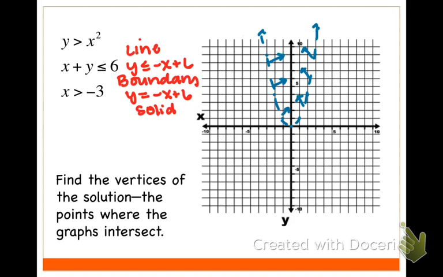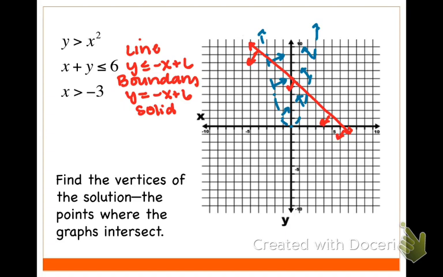So I'm going to start up at positive 6. And I have a negative 1 slope. So I go down 1, to the right 1. Here's one part of my line, and I continue on in the other direction here. And I need to figure out if I'm going to shade above or below. And I can look at that inequality here. My y is less than. So I want all the ones that are below.